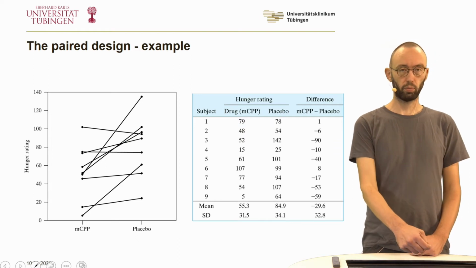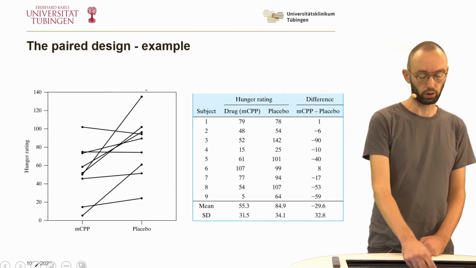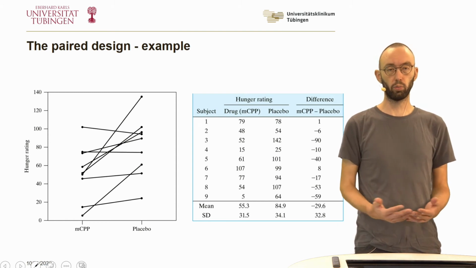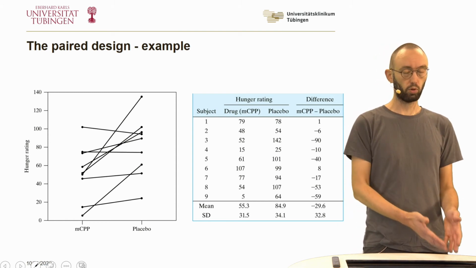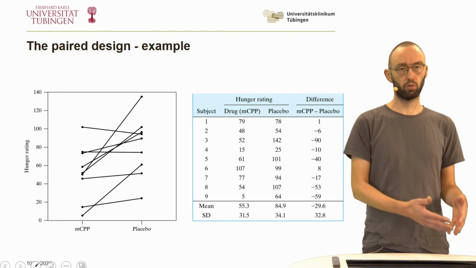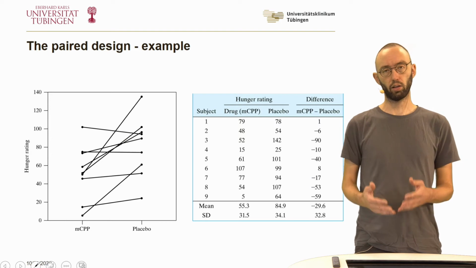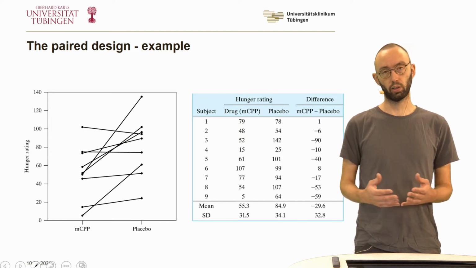In an independent sample case, these points would not be connected because there would be no logical way to connect them. They would simply be different persons, some of them assigned to the experimental group that obtained the drug, and others assigned to the placebo group that did not obtain the drug.